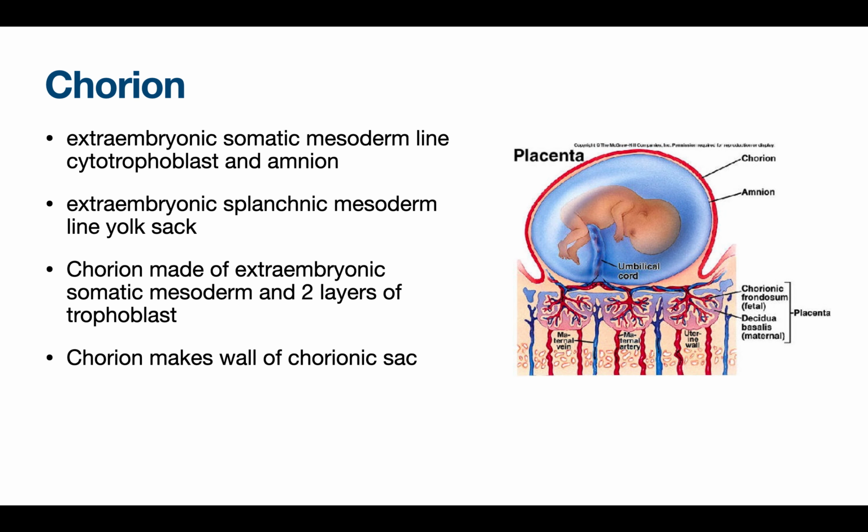So the extra embryonic somatic mesoderm will line the cytotrophoblast and the amnion, and then the extra embryonic splanchnic mesoderm will line the yolk sac. The chorion is made out of the extra embryonic somatic mesoderm and then the 2 layers of the trophoblast. And then the chorion will make the wall of the chorionic sac, of course. This plays a role as an extra layer of protection and to keep the placenta intact.